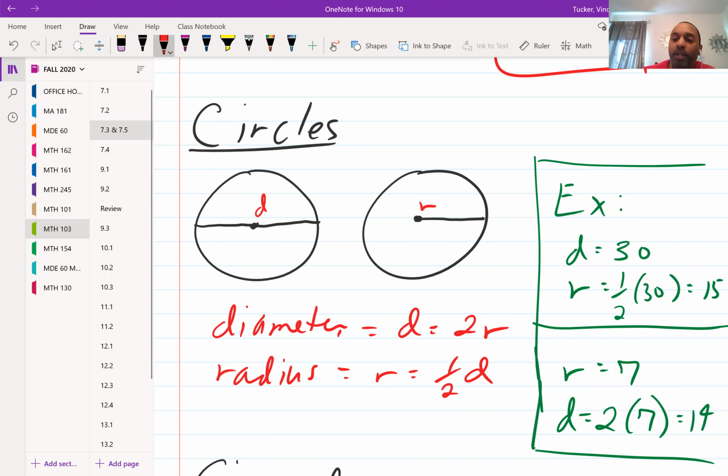So if I have 30 for the diameter, if I take half of that, then the radius is 15. Or if they give me the radius of 7, multiply that times 2, that means my diameter would be 14.